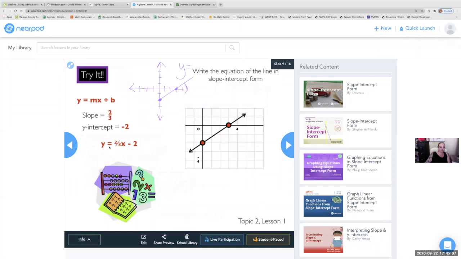Okay, so if you put y equals 2/3 x minus 2, good job. You can see that we had a y-intercept at -2. From there, it was up 2/3. That's a positive slope, so it's going uphill.